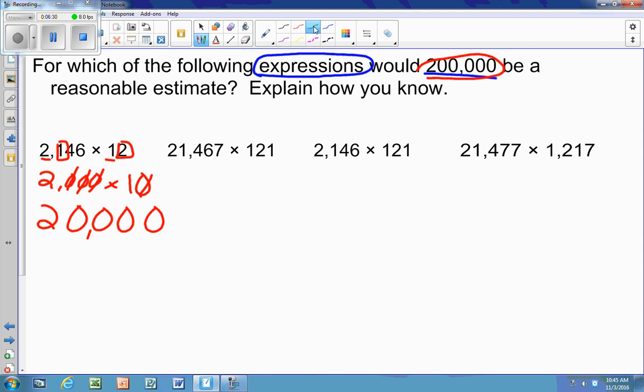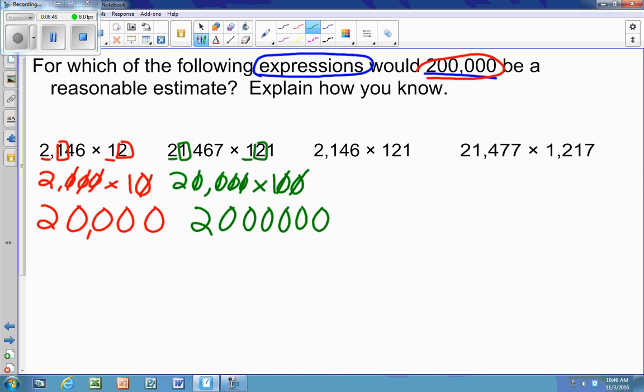So now I look at the next one. It rounds to 20,000. This one rounds to 100. We ignore the zeros. We notice there are 6 zeros. 2 times 1 is 2. 1, 2, 3, 4, 5, 6. That makes 2 million. It does not make 200,000.